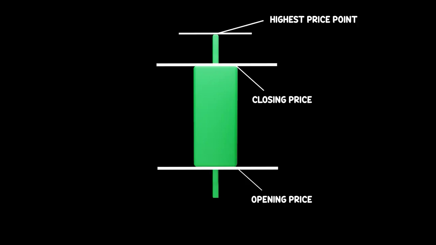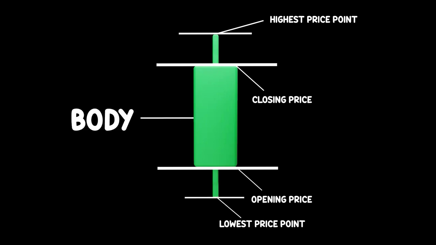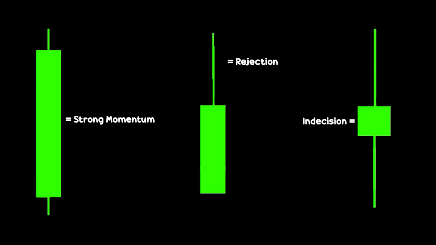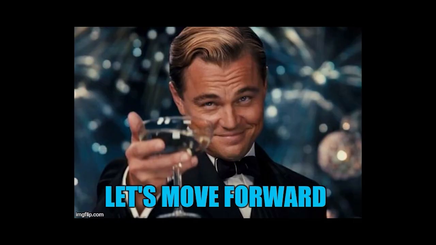Open, where the price started. Close, where it ended. High, the highest price during that time. Low, the lowest price during that time. The body is the thick part between the open and close. For red, candlestick opening price is at top of the body and closing price is at the bottom of the body. The wicks, also called shadows, are the thin lines that show the high and low. Long body equals strong move. Long wick equals rejection. Tiny body equals indecision. Got that? Let's move on to the actual patterns.